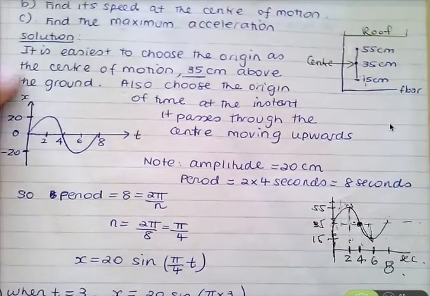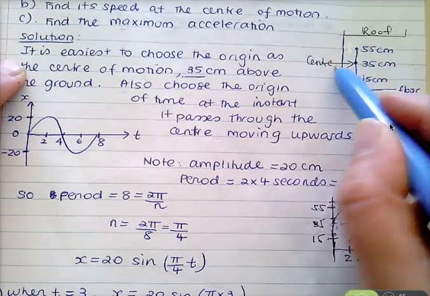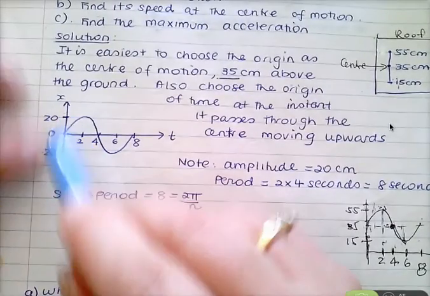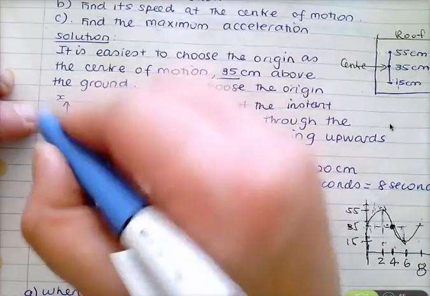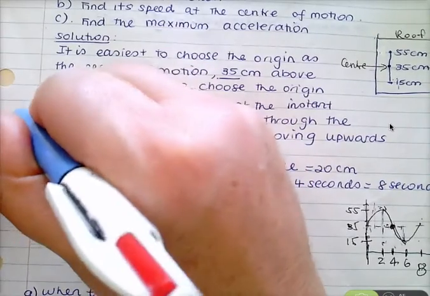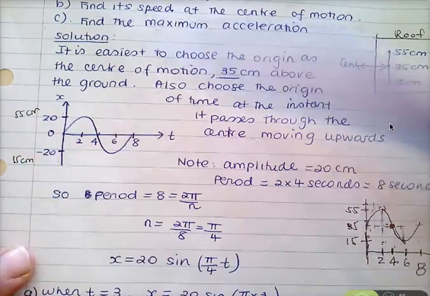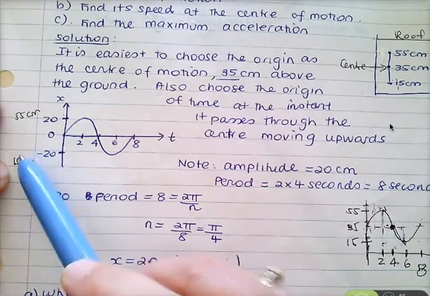Now, it is easier to choose the origin. So even though this is at 35 centimetres, if you choose that to be 0 and you're going up 20 and down 20 from the origin, this bit really is your 55 centimetre and this bit really is your 15 centimetre. But I'm just going to have those written on the side.